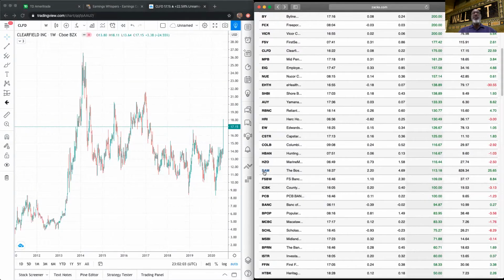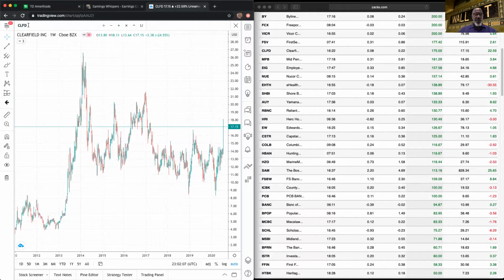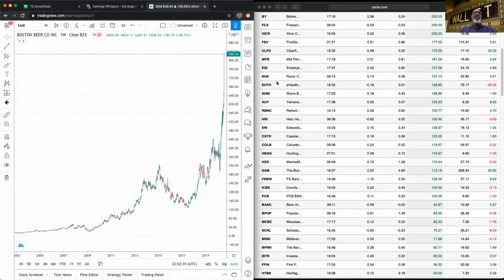Now, this one was interesting. So let's work with this one. Sam's. So you look at a weekly chart of Samuel Adams, Boston Beer Company, which makes Samuel Adams. So you can see this is a weekly chart. Chart looks very decent. I'm going to switch it to a daily chart.